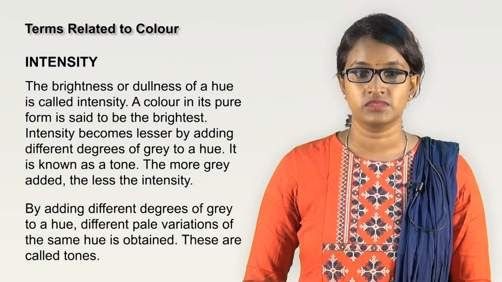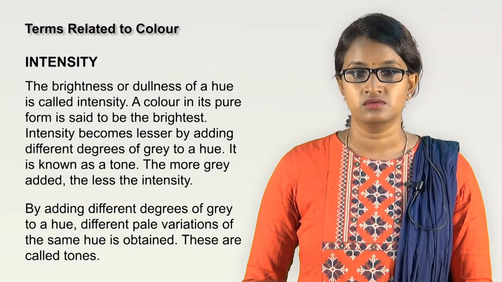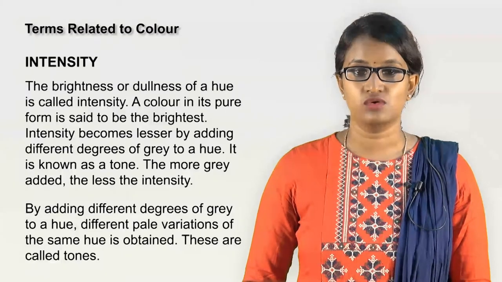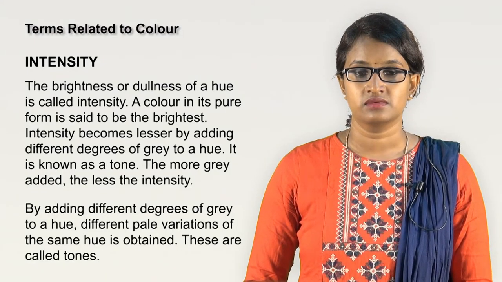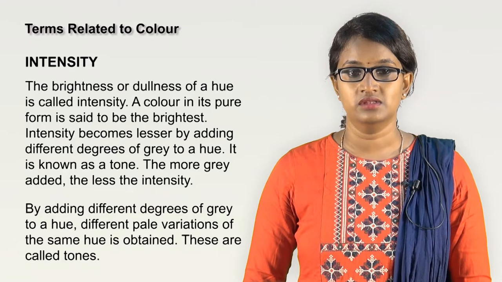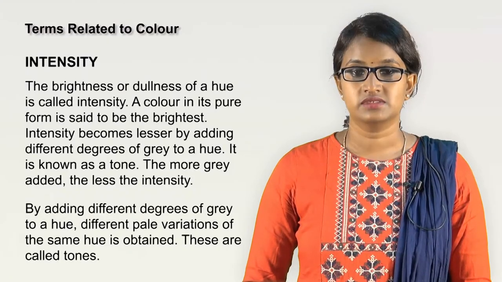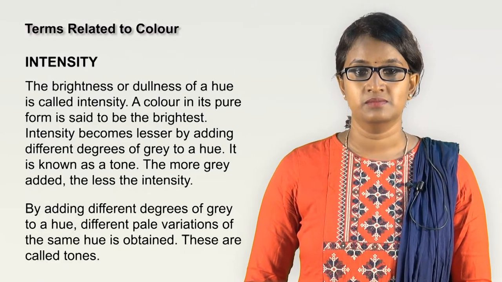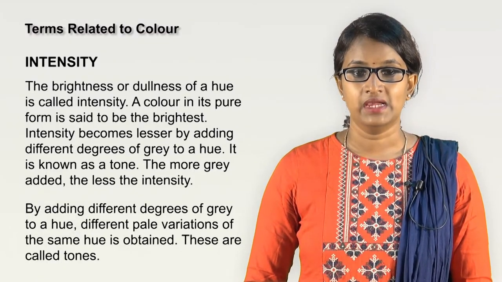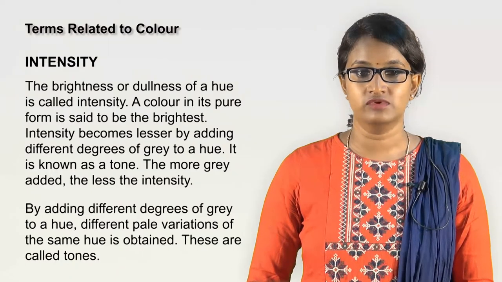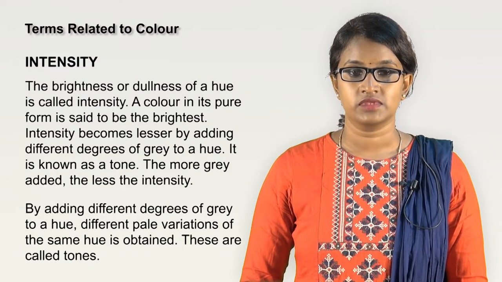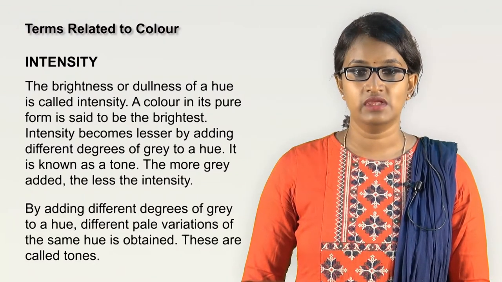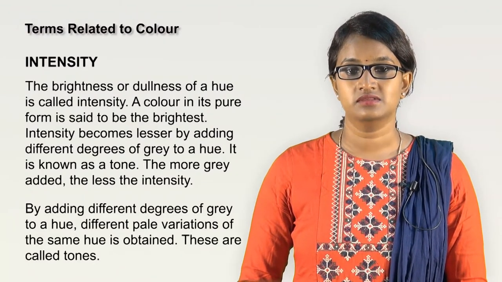Intensity. The brightness or dullness of a hue is called intensity. A color in its pure form is said to be the brightest. Intensity becomes lesser by adding different degrees of gray to a hue. It is known as a tone. The more gray added, the less the intensity.